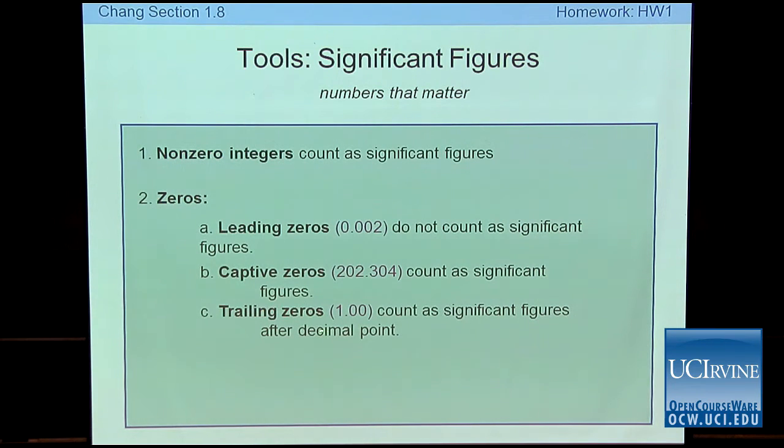So they count as a significant figure after the decimal point if there is a non-zero integer to the left of it. Here that's not the case, that's why these are non-significant.